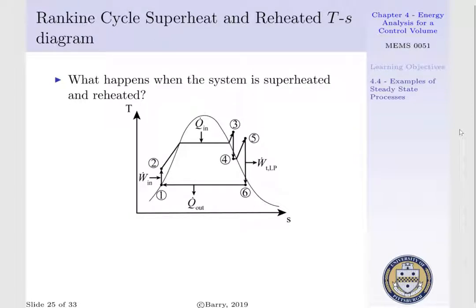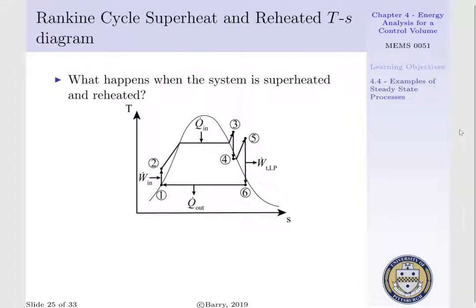Lastly, let's consider a Rankine cycle with superheat and reheat. State 1 is the inlet of our pump, and state 2 is the exit of our pump. From state 2 to 3, we are adding heat into our system. From 3 to 4, we expand through our high-pressure turbine. And from 4 to 5, we additionally reheat our working fluid to a higher temperature under a constant pressure process.